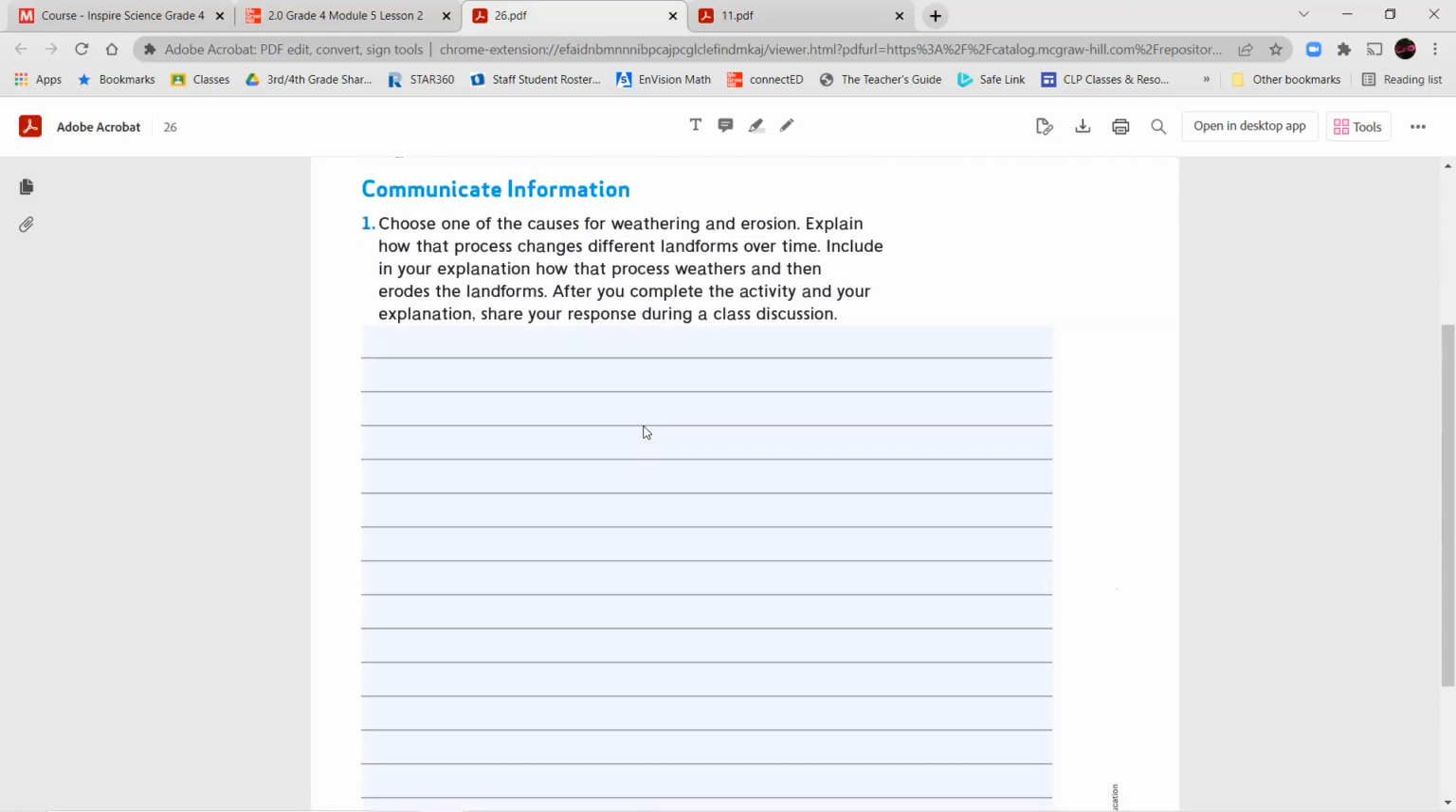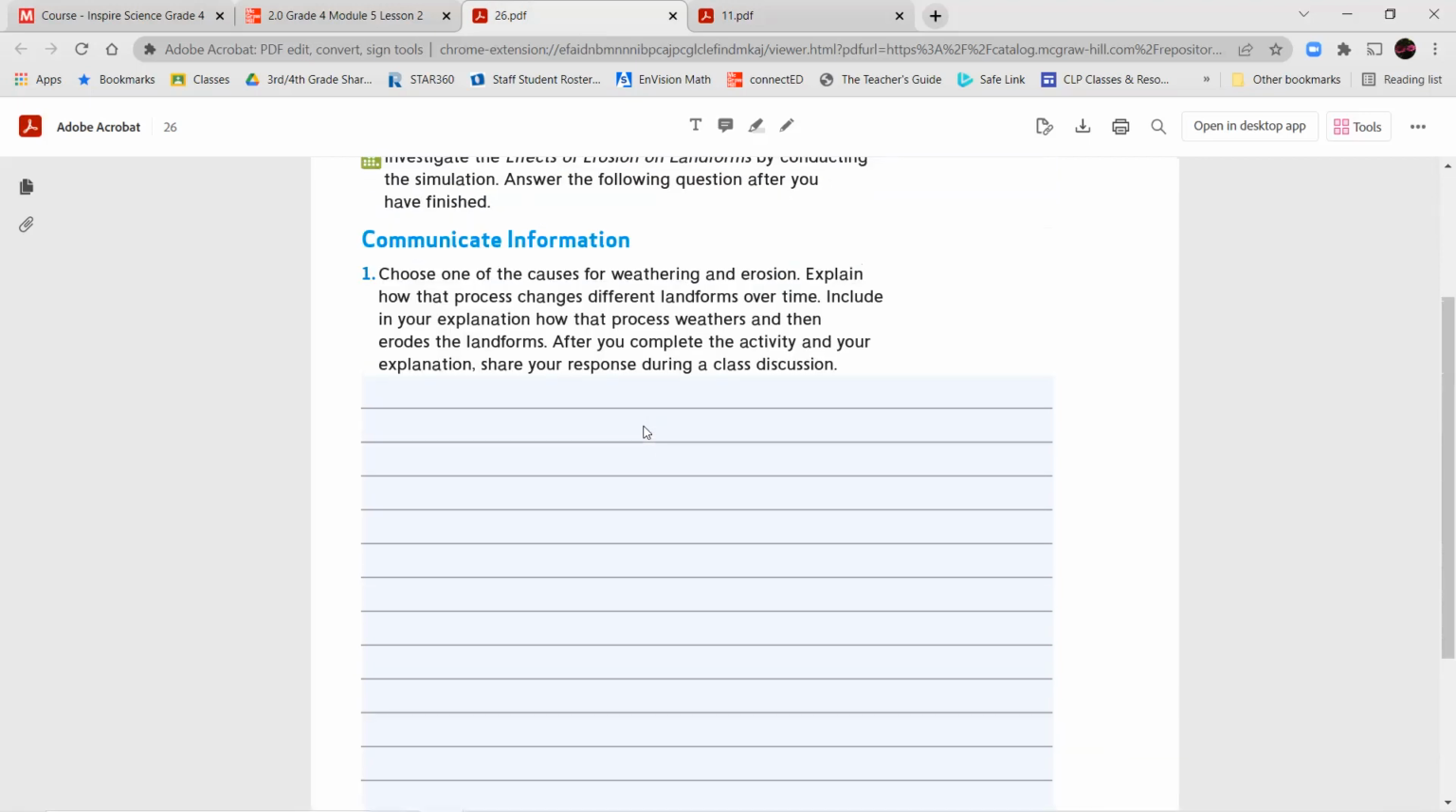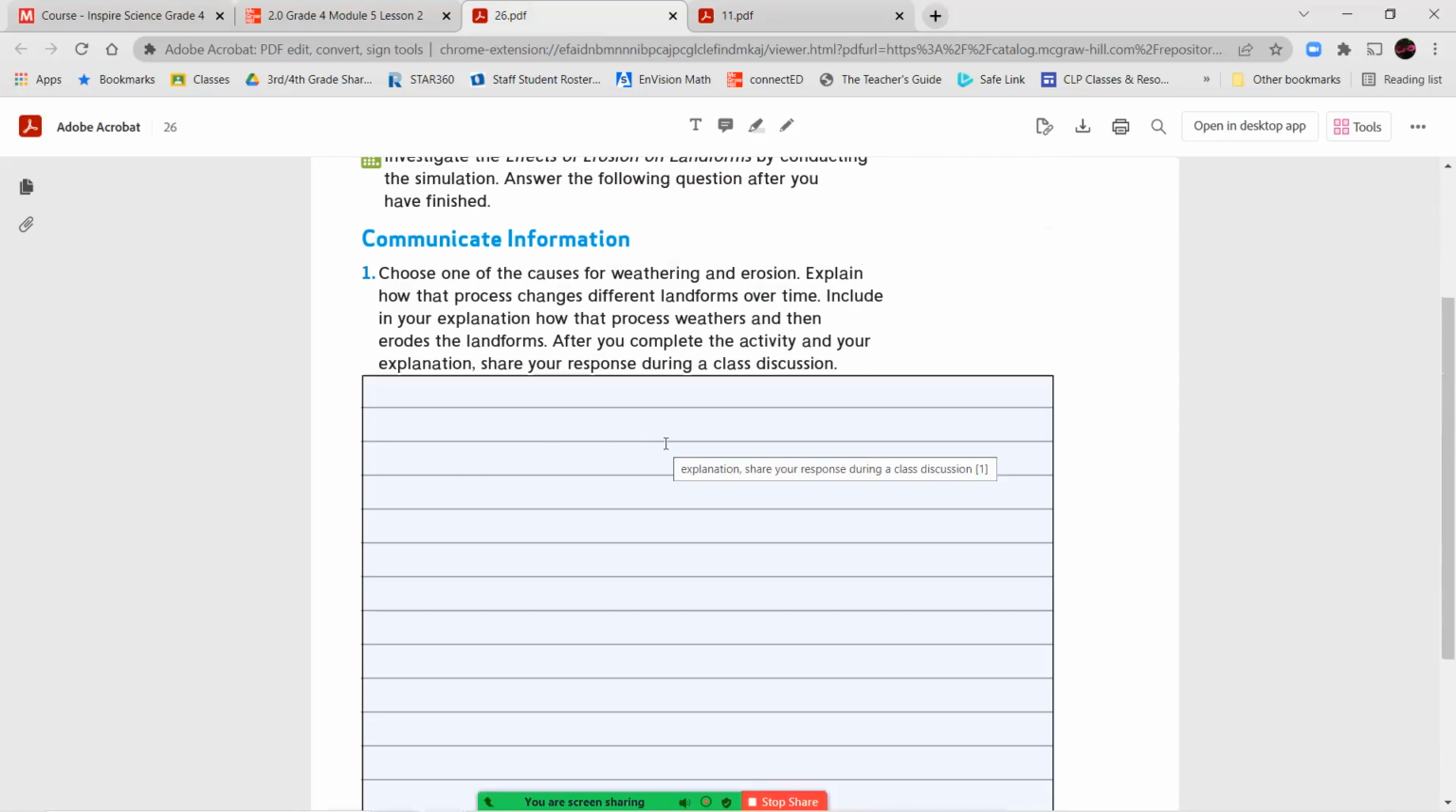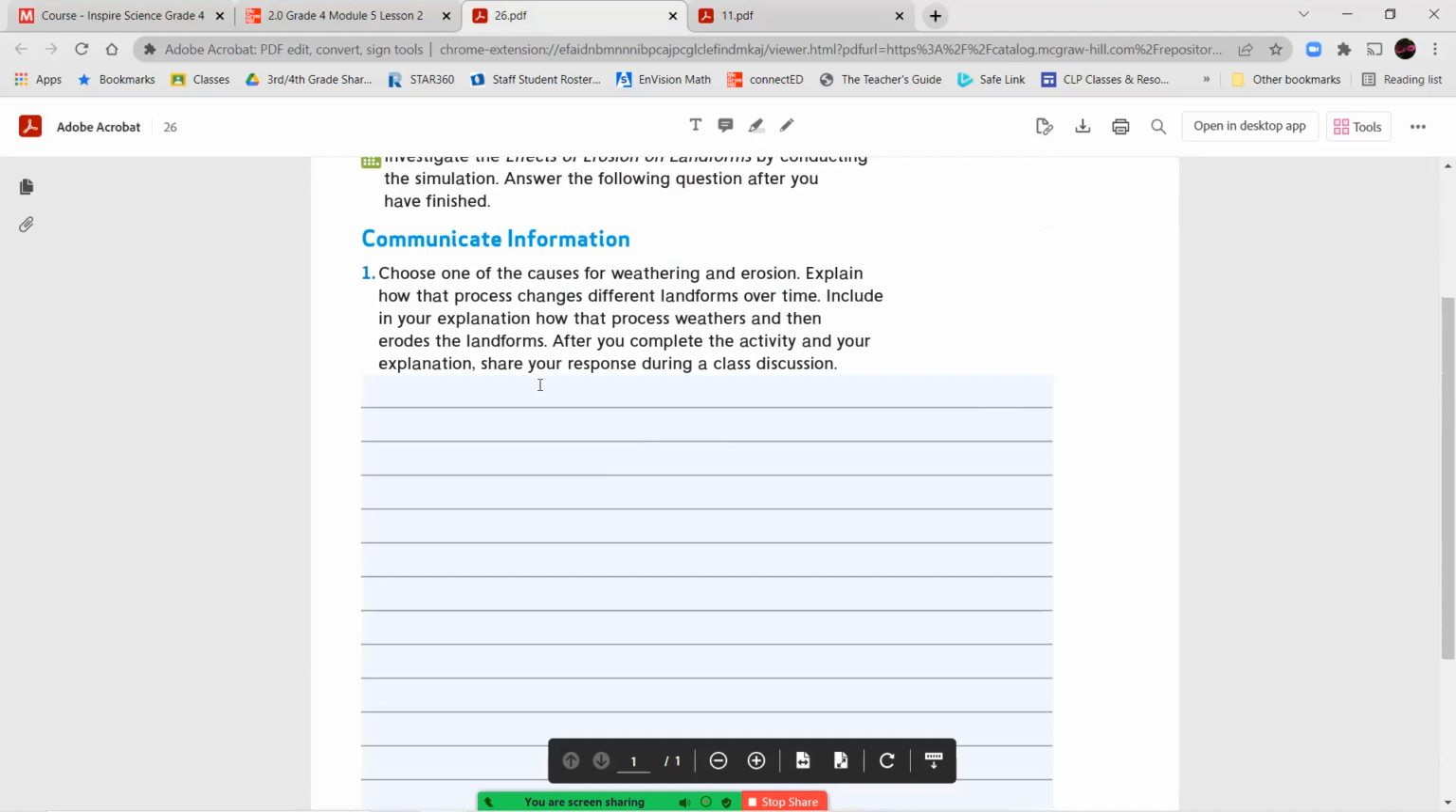So notice over here, you have a lot of lines. That means your answer has to have a lot of details. You need to describe everything really carefully. So 1 or 2 lines is not going to be enough answer here. Choose one of the causes for weathering and erosion. Explain how that process changes different landforms over time. Include in your explanation how the process weathers and then erodes the landforms. After you complete the activity and your explanation, share your response during a class discussion. So you're going to be doing a couple of things here.